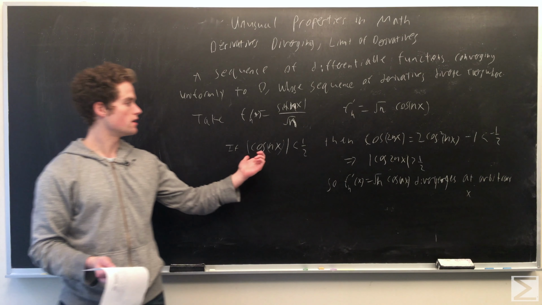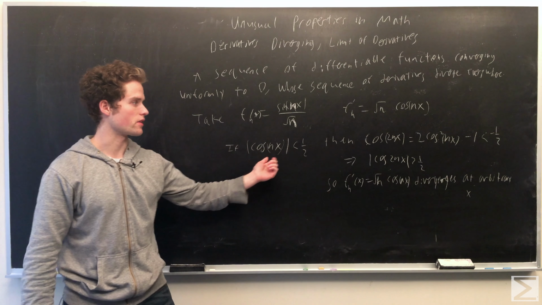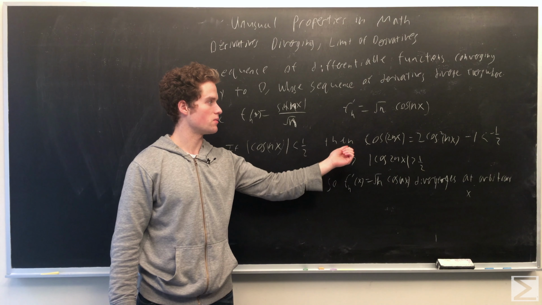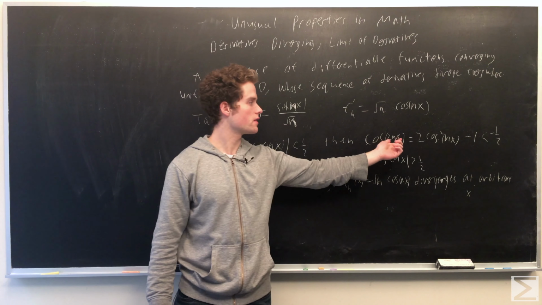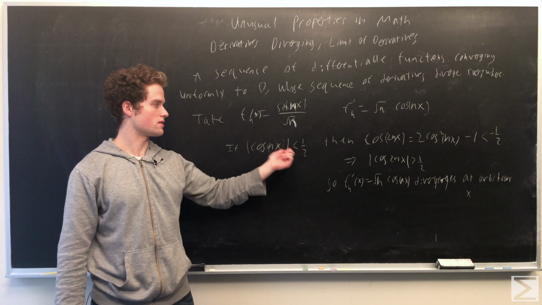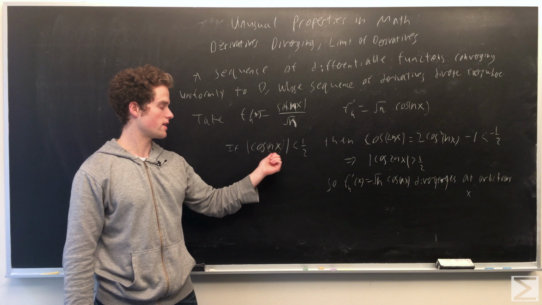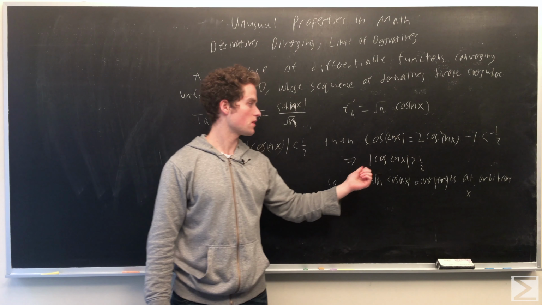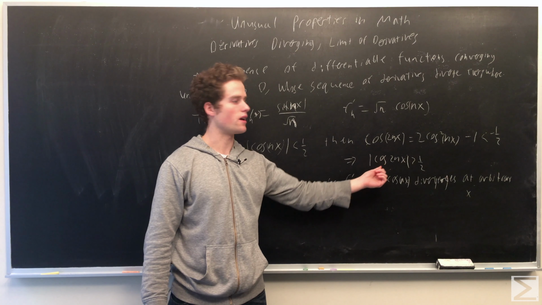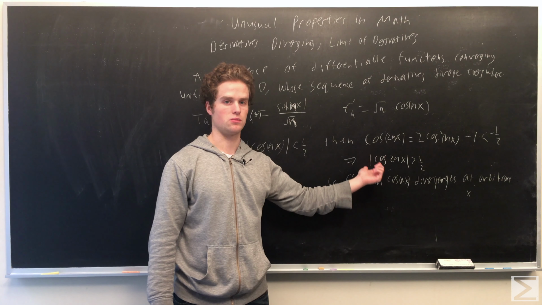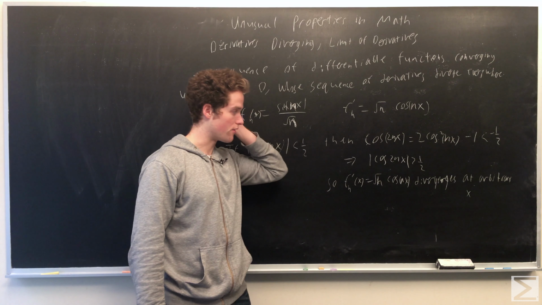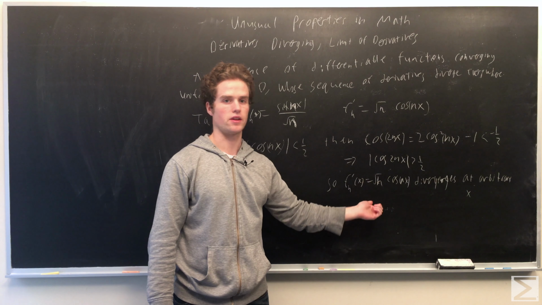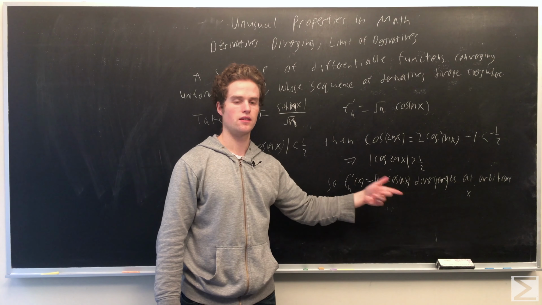To do this, assume the absolute value of cosine nx is less than 1/2. Then cosine 2nx, by a common identity, is 2 cosine squared nx minus 1. If the absolute value of cosine nx is less than 1/2, then cosine squared nx is less than 1/4, and so this will be less than -1/2. And so the absolute value of cosine 2nx will be greater than 1/2. And so we found our larger n, which will just be 2n. And so f_n prime of x, which equals root n cosine nx, diverges at any given x, because cosine nx does not approach 0.